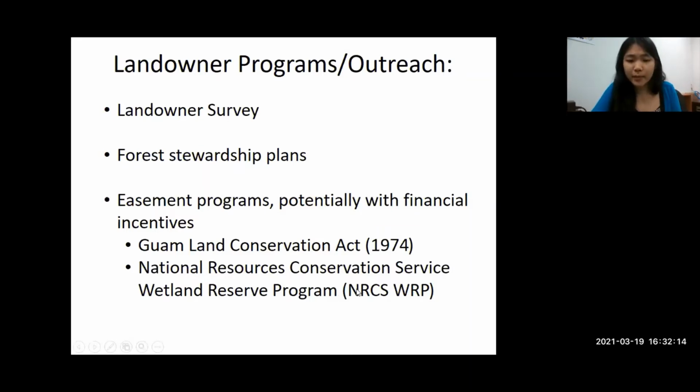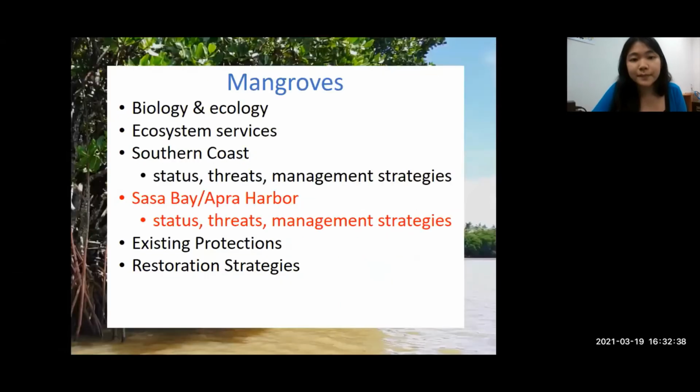And then this program from NRCS also offers payment for the value of your land and payments to help restore wetlands on your land, but mangroves might not fit in. They're also a very small area and the program is competitively ranked and it's more meant for like former agricultural lands, but something to think about in the future or for other freshwater wetlands.